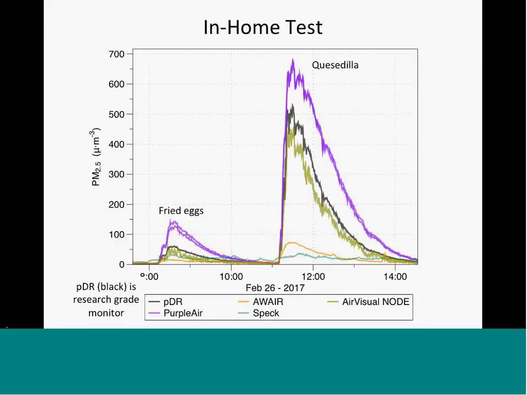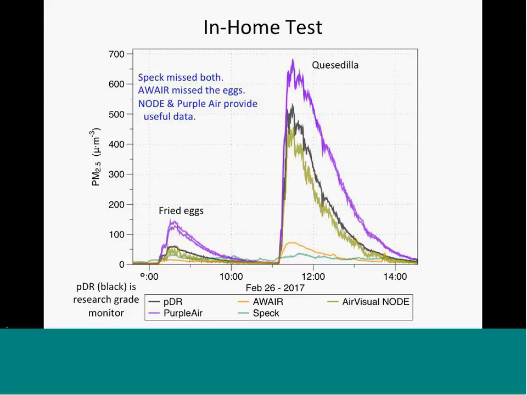And the last slide here on in-home test was just a couple of cooktop events, making quesadilla and frying some eggs. And you can see a similar pattern to before, where some of the devices like the Purple Air and the Air Visual Node are pretty good at detecting these cooking events. And the Aware and the Speck, not so much.